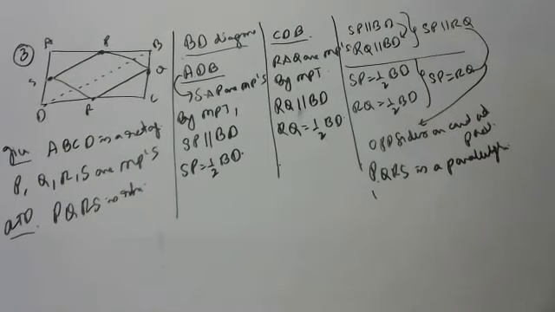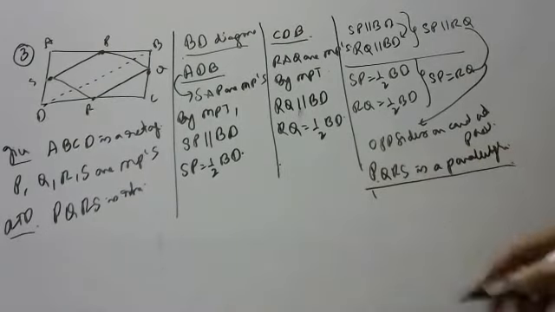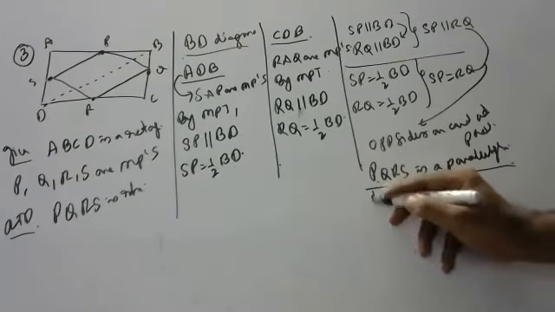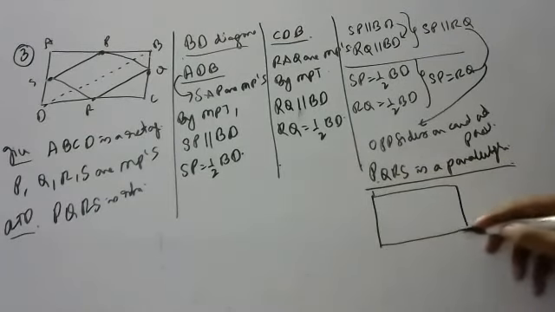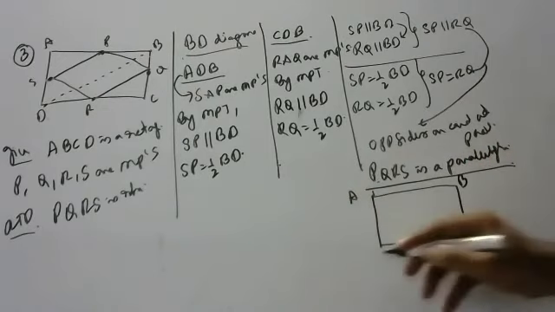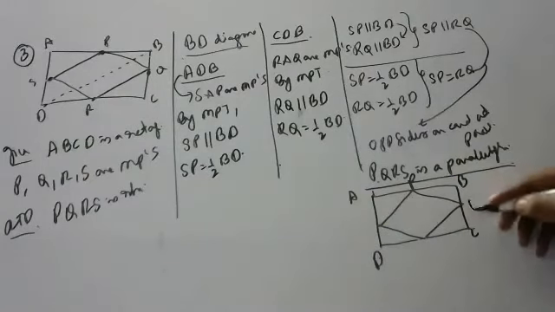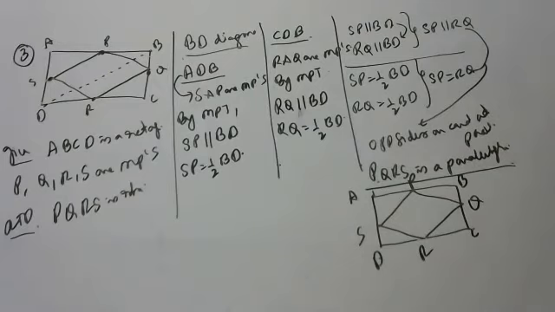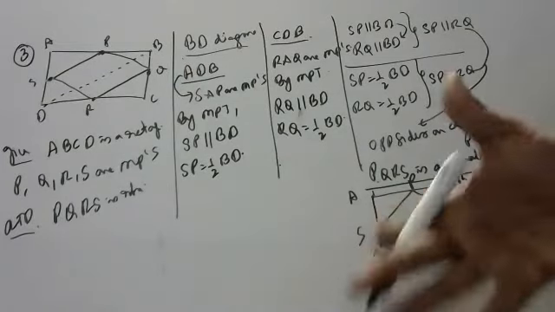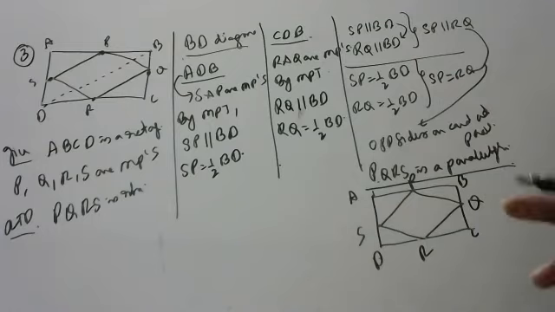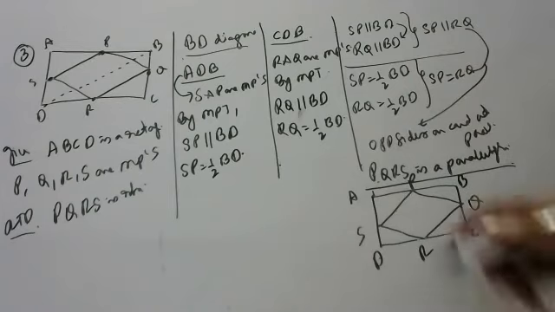Now see, I will change the diagram and draw it again. Children, see here. A, B, C, D. This is P, this is Q, this is R, this is S. Now, I already proved it is a parallelogram. In a parallelogram, this and this are equal, this and this are equal. I will prove adjacent sides are also equal. How will I prove it? You see, children?